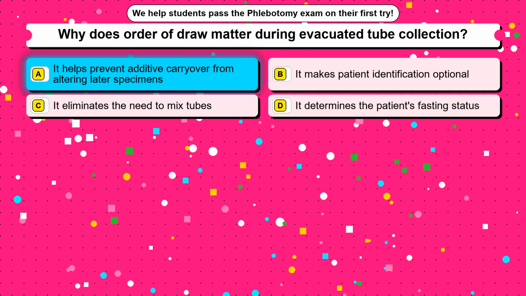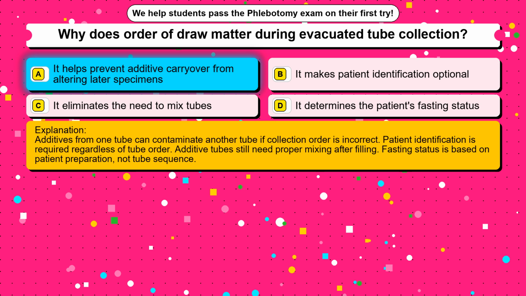It helps prevent additive carryover from altering later specimens. Additives from one tube can contaminate another tube if collection order is incorrect. Patient identification is required regardless of tube order. Additive tubes still need proper mixing after filling. Fasting status is based on patient preparation, not tube sequence.